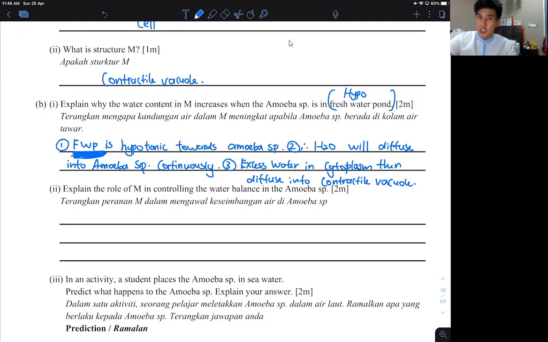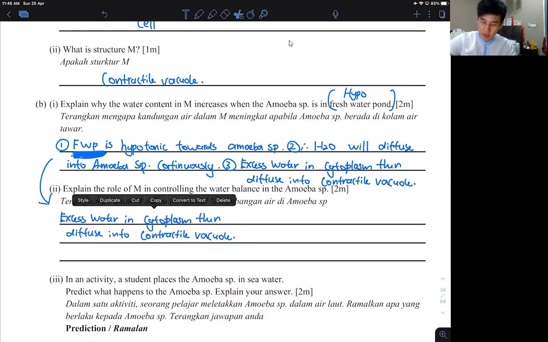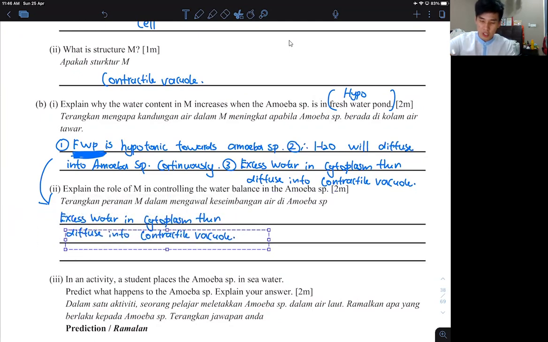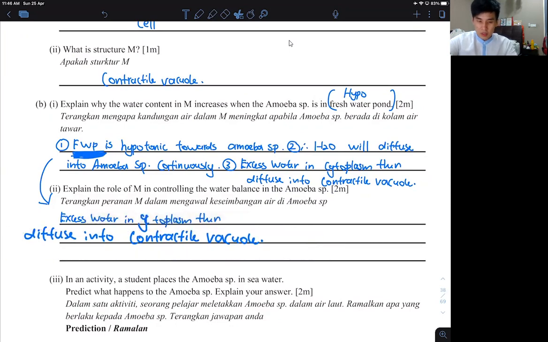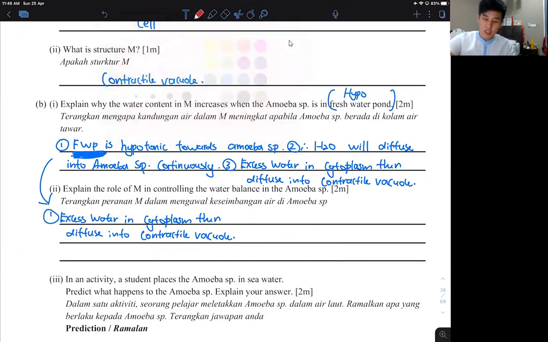And then B2 is a continuation of this question over here. They ask, what is the role of M in controlling the water balance in amoeba sp.? So basically you can start with this point. You can actually say this one: excess water in the cytoplasm diffuses into the contractile vacuole. Number one. And then you just have to continue.